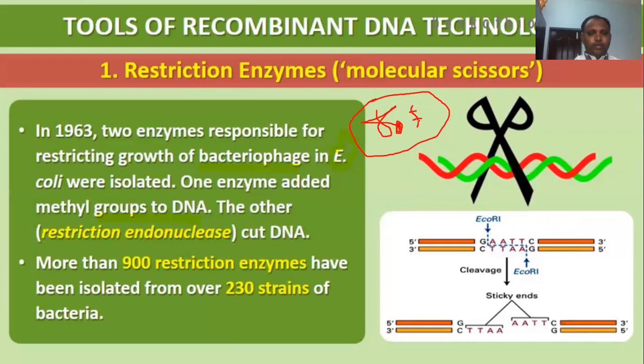Up to date, more than 900 different types of restriction enzymes have been isolated from over 230 strains of bacteria. Also, restriction enzymes are found only in prokaryotes like bacteria, not in eukaryotic organisms, right?